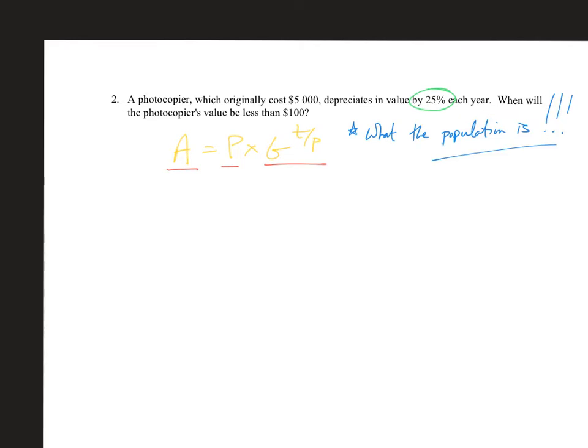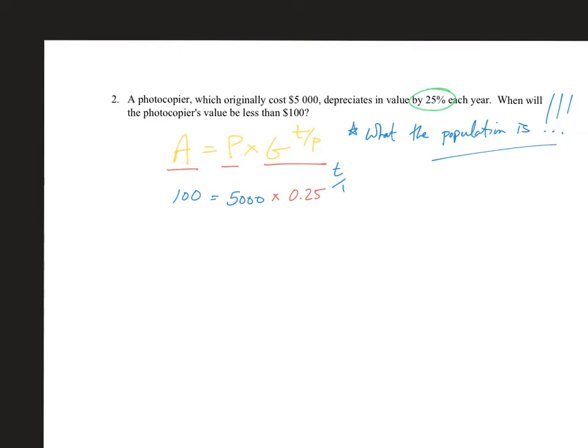So, a very common mistake would be to start off this problem. A photocopier which originally cost $5,000 depreciates at 0.25% per year. I could, up in my exponent, write a over 1 if I wanted to, because my 1 would be how long it takes to do the 0.25. When will the photocopier, there we go, have a value less than 100? And so I'm going to find out when it equals 100 and solve.